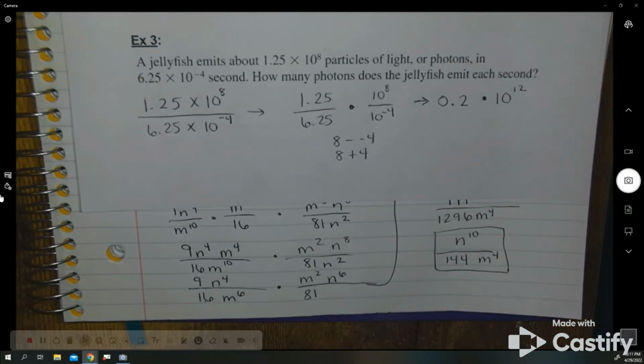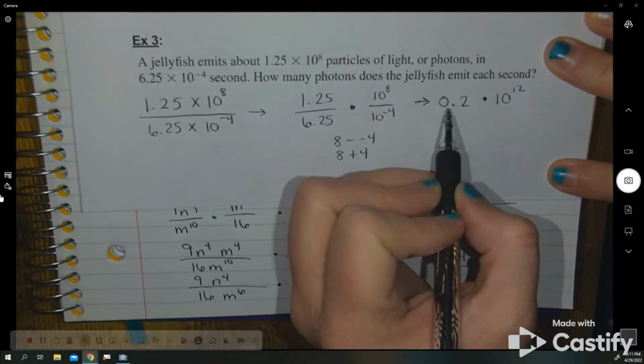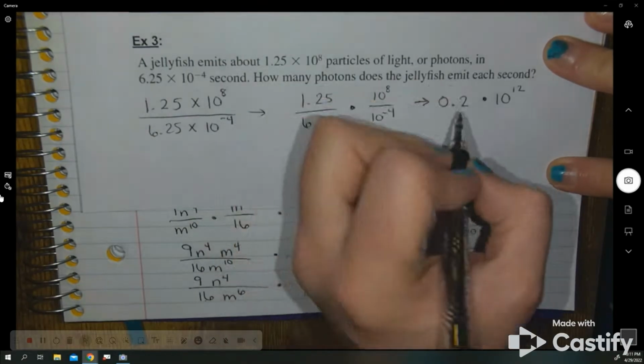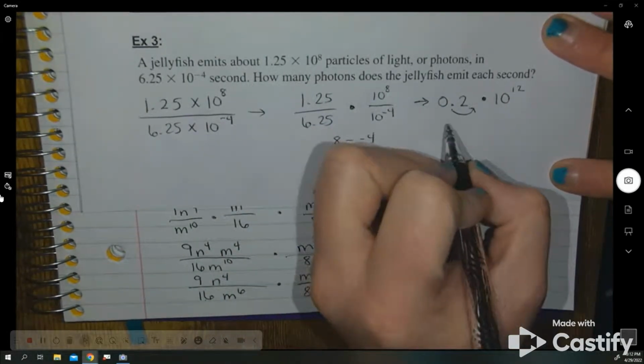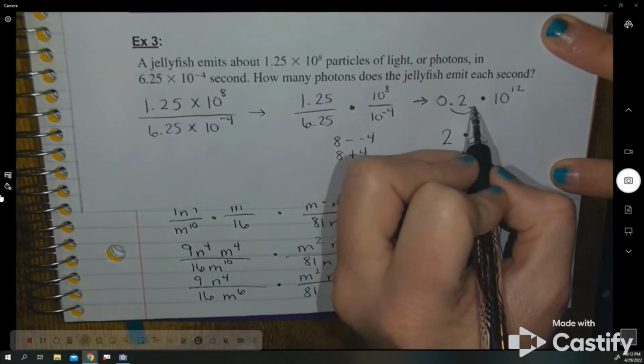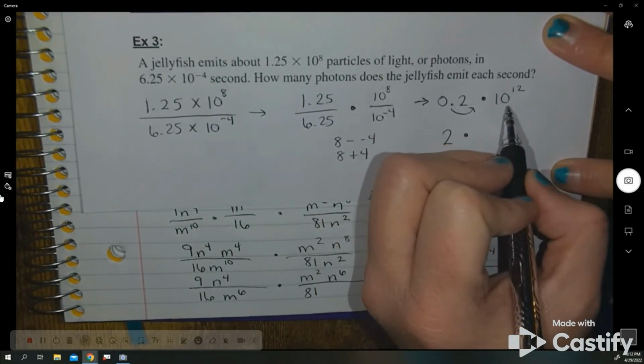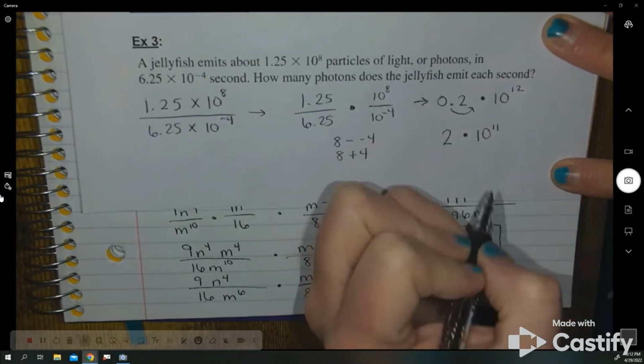Now, flashing back to scientific notation, the number before the base 10 has to be greater than or equal to 1, but less than 10. So I need to move my decimal point 1 time to the right to make it a whole number of 2. But when I do that, I'm taking away a place value of 10. So I'm taking away 1 whole 10 from my power. So I'm actually going to now have 10 to the 11th power.